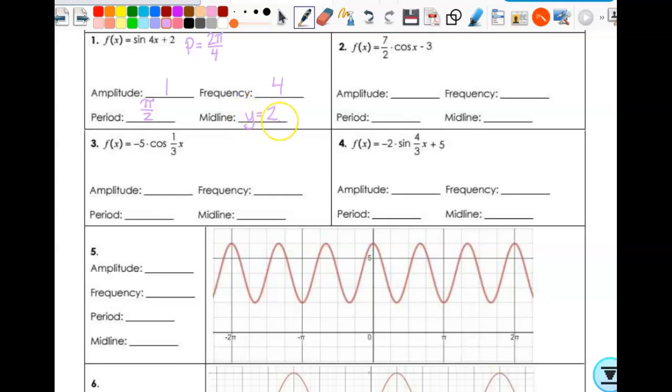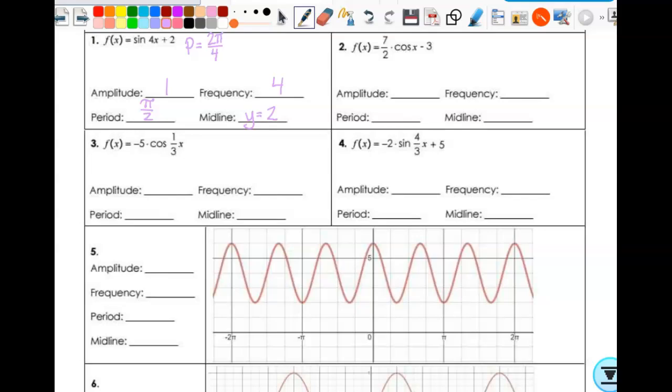All right, so let's talk about the frequency and the period. Your B is 4, right? So we know if we have a B, that means it's going to be a horizontal compression because the number is bigger than 1. So for my parent function, the period is 2 pi. Once I take 2 pi and divide it by 4, my period is only pi halves, which means that one cycle is going to have to happen a whole lot quicker than it did when I had 2 pi units. Make sense? It's taking your graph and squishing it, and you get your horizontal compression. Okay, we good? All right, let's look at number 2.